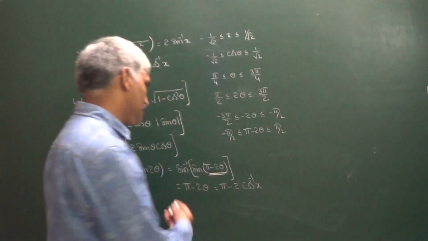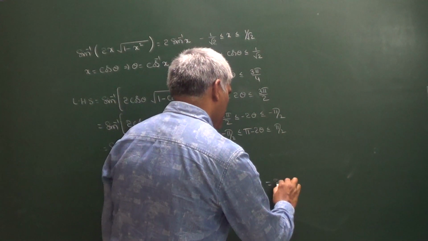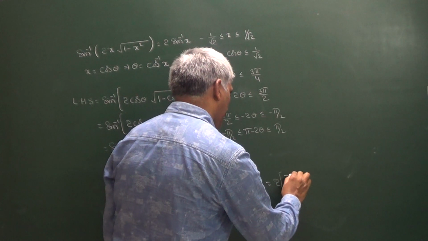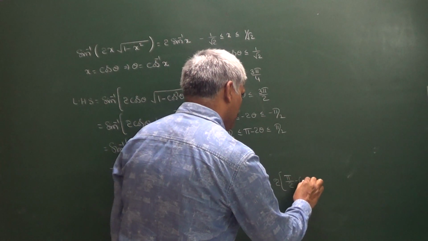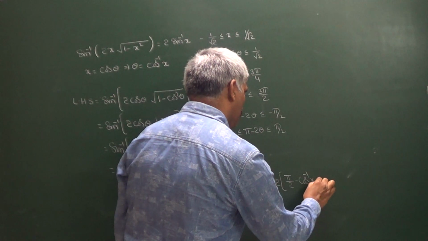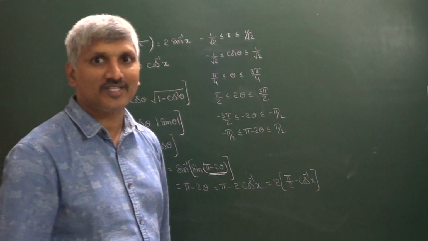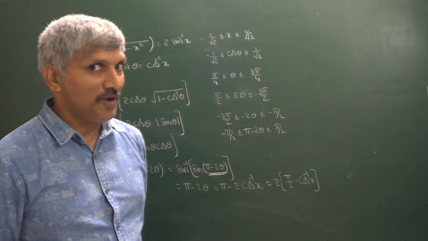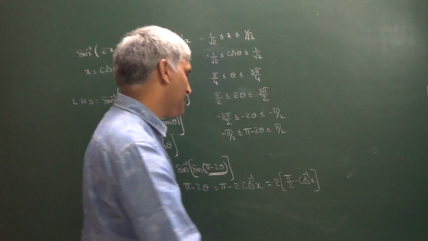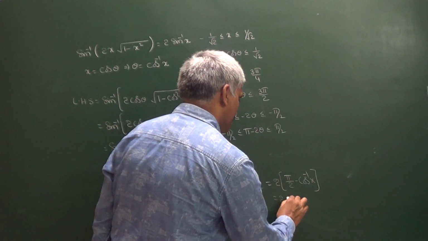Okay, cos inverse x. Now I am taking 2 common here. If you take 2 common, no doubt you will get pi by 2 minus cos inverse x. I hope everyone knows, sin inverse x plus cos inverse x is equals to pi by 2. Pi by 2 minus cos inverse x we can write as sin inverse x. Yes, we got the same answer.